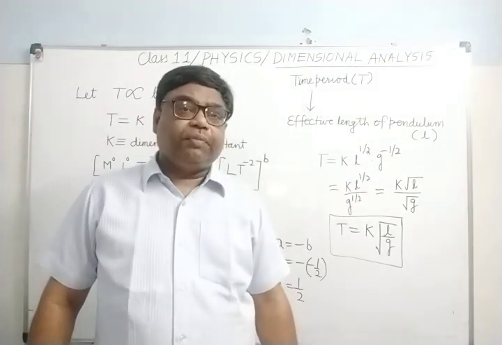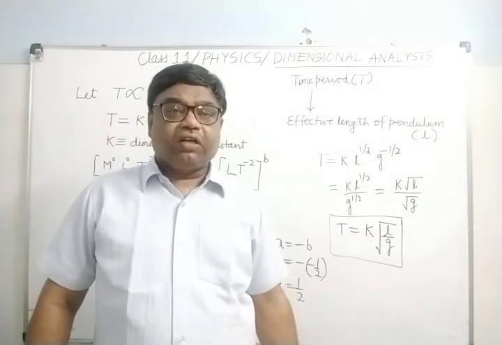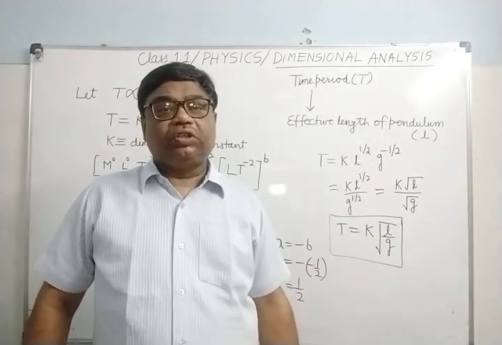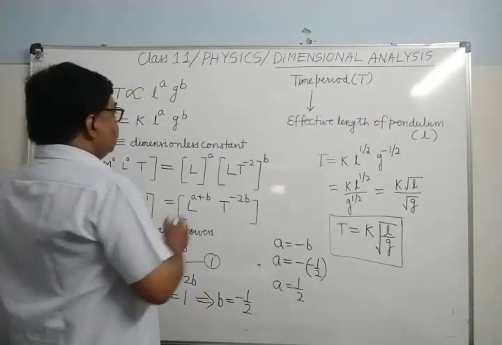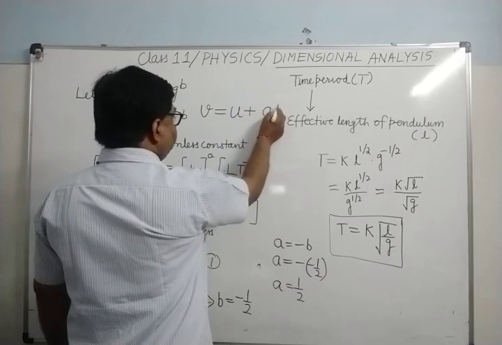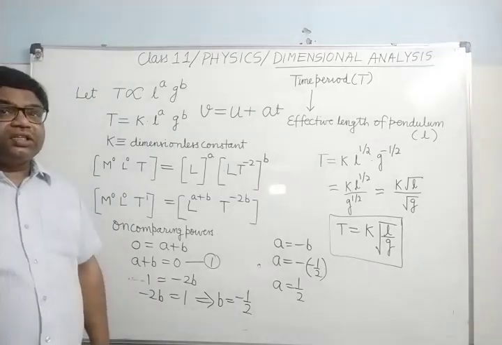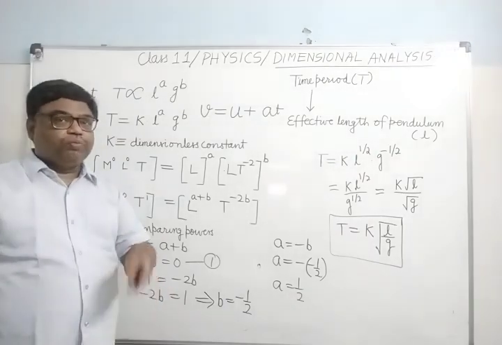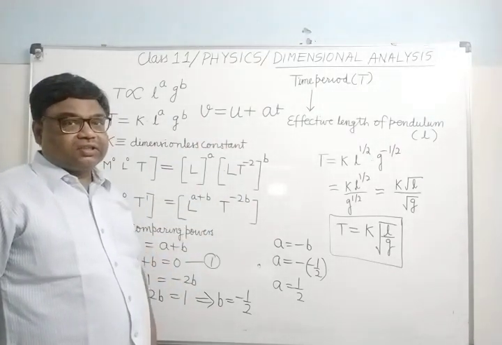One more thing, this dependence between the physical quantities should be of either product type or quotient type. It's clear? Can you derive this formula with the help of dimensional analysis? V equals U plus at? No, it will not be possible. With the help of dimensional analysis, it will not be possible to derive this. Though in your book it has been shown, that is not a very correct method. It's clear?